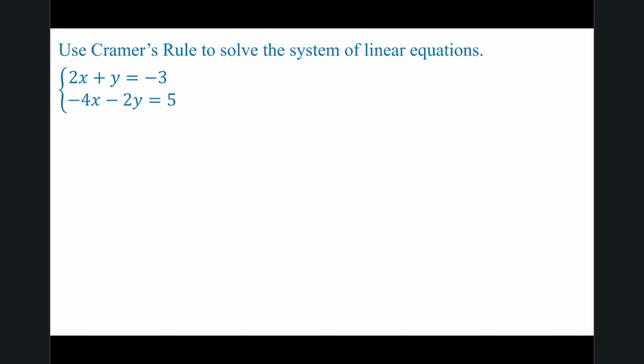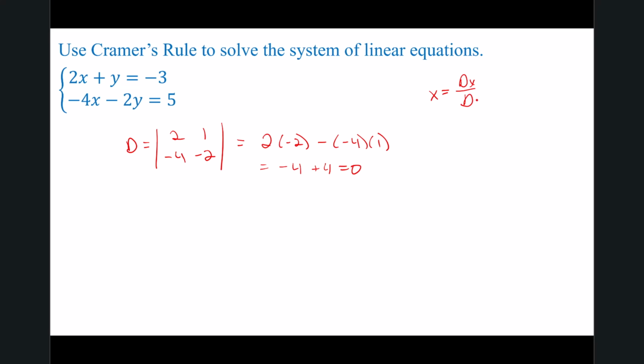Use Cramer's rule to solve the system of equations 2x plus y equals -3 and -4x minus 2y equals 5. So to find the determinant of the coefficient matrix, that would be 2 times -2 minus -4 times 1, which is -4 plus 4, or 0. Now what does that mean? If the coefficient matrix has a determinant of 0, remember our x value would be dx over d, and we can't divide by 0.